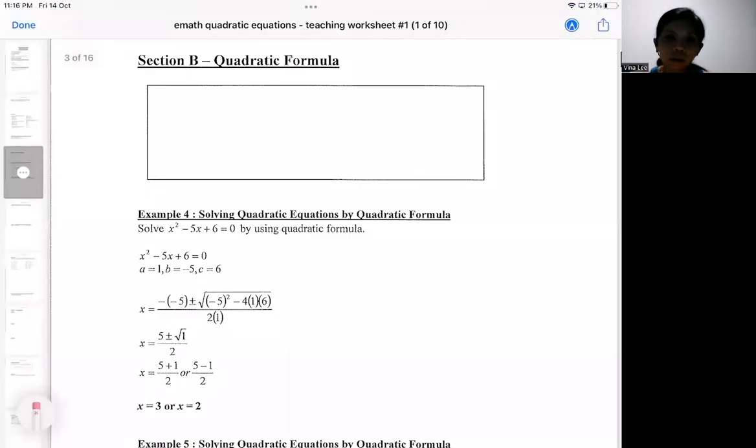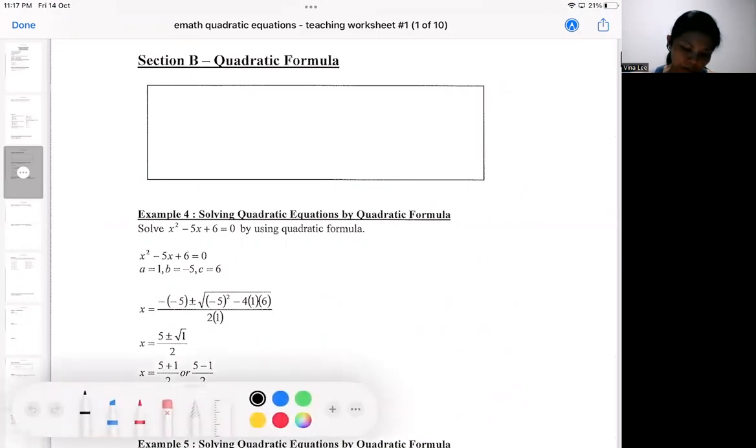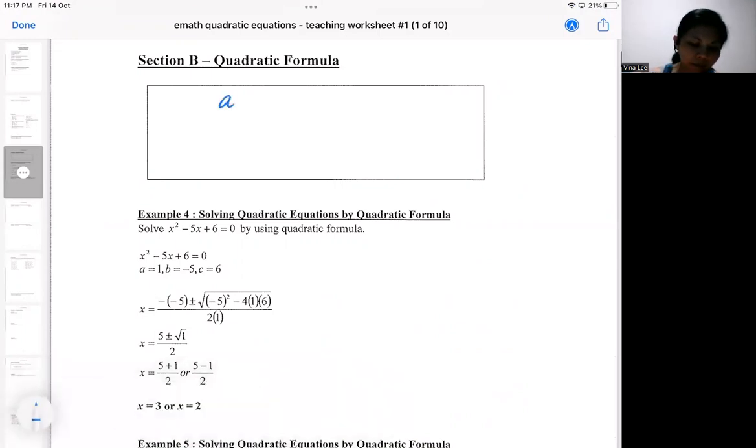Okay, in this section, we're going to learn a quadratic formula that helps you to solve quadratic equations. Okay, let me introduce the formula first. In order to use the formula, the formula can only be used for quadratic equations. So you've got to know the structure of a quadratic equation.